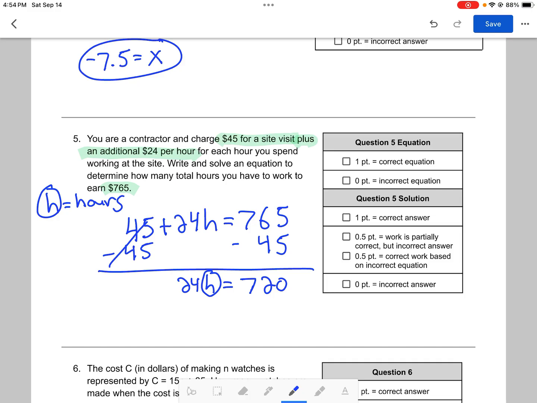The same principle we've been doing. 24 and H are being multiplied, so I need to do the opposite. And the opposite of multiplication is division. So I'm going to divide both of these sides by the number 24. So now I just take 720 and divide it by 24. And when I do that, I get 30. So if you were a contractor, you would need to work a total of 30 hours to earn $765.